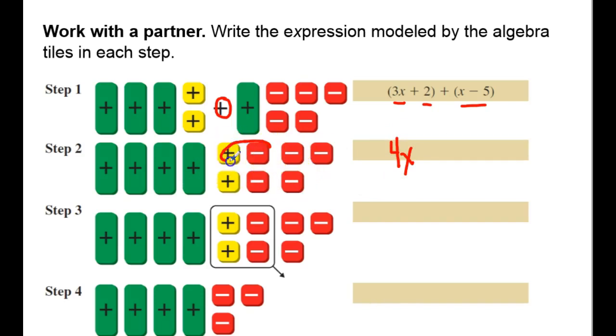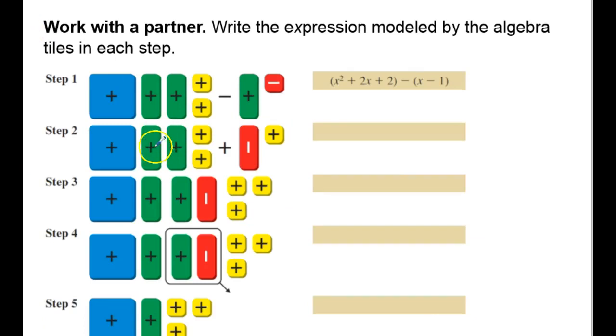Well, I know that a yellow one and a red one kind of cancel each other out because this is a positive one and this red one is a negative one, and a positive one plus a negative one gets me back to 0. So those go away. So here's what I'm left with. So once I've done this and I've come out with 4x minus 3, because that's the tiles that I'm left with. So I can see that as well in here.